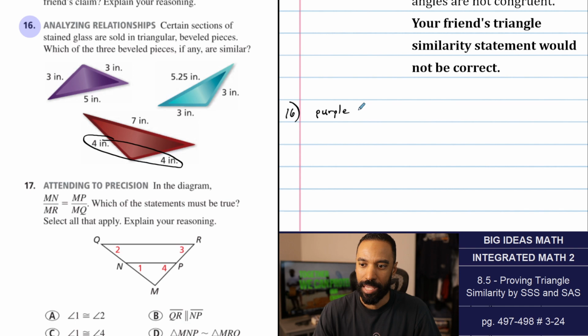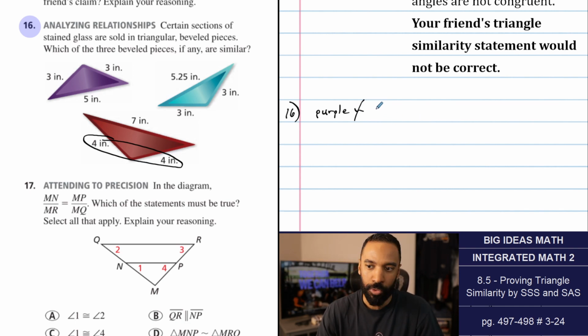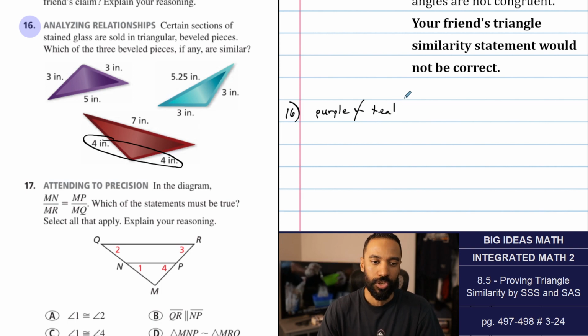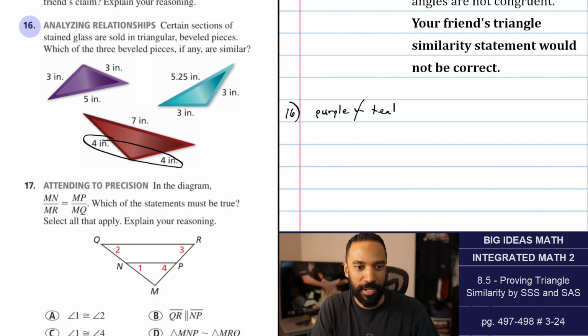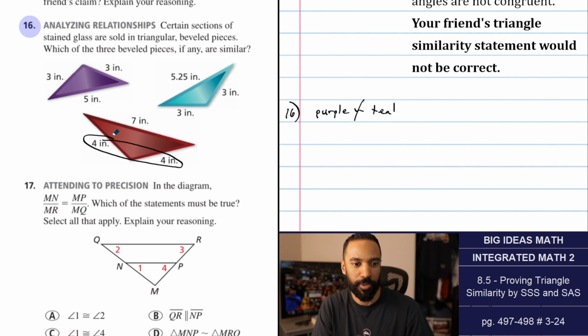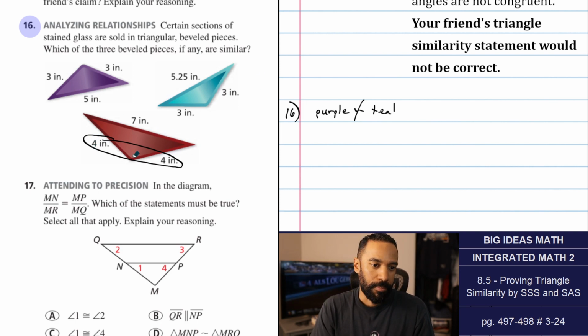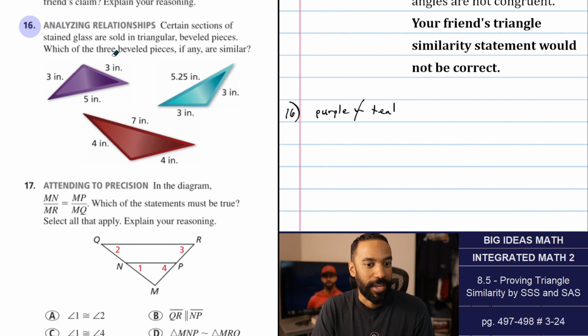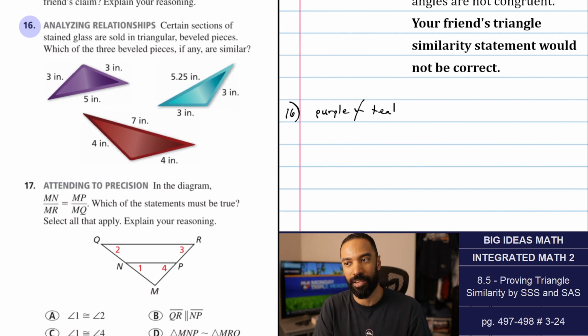purple is not similar to green, blue, teal. I'll call it teal. You might be seeing it on a different screen. Your eyes may be different than mine. You may just say it's blue. I'll just call this one red. Doesn't matter. But which one would be similar to that one? I'm going to guess that it's not purple to red because 3 to 5 is not the same as 4 to 7. But is 3 to 5.25 the same as 4 to 7? That's the question.